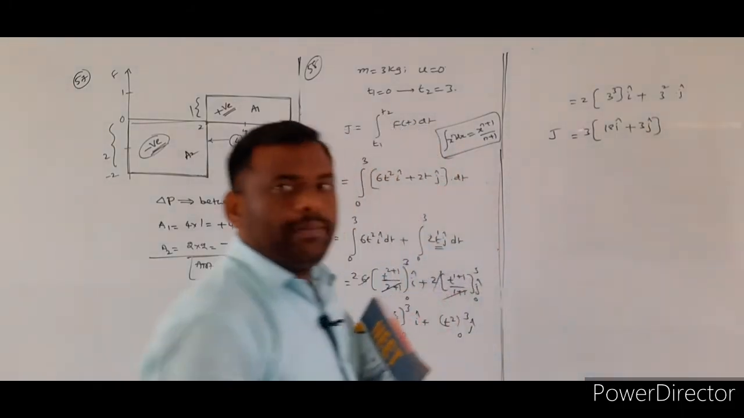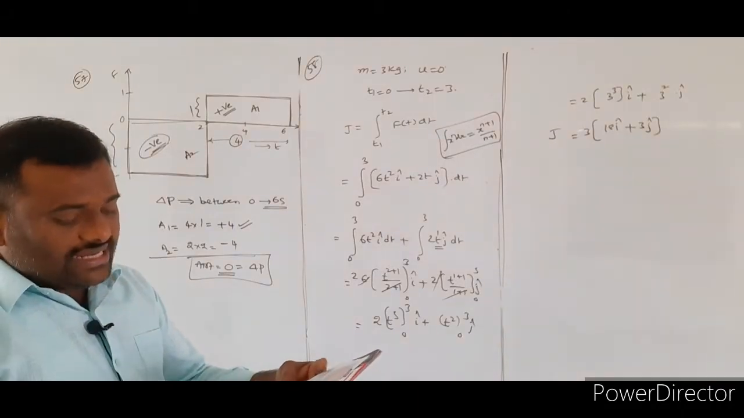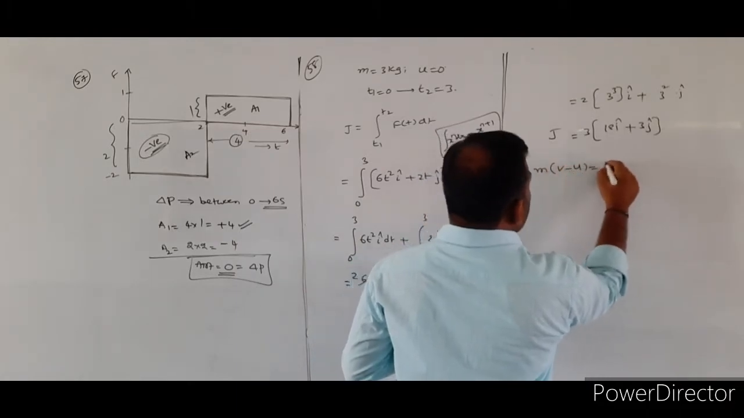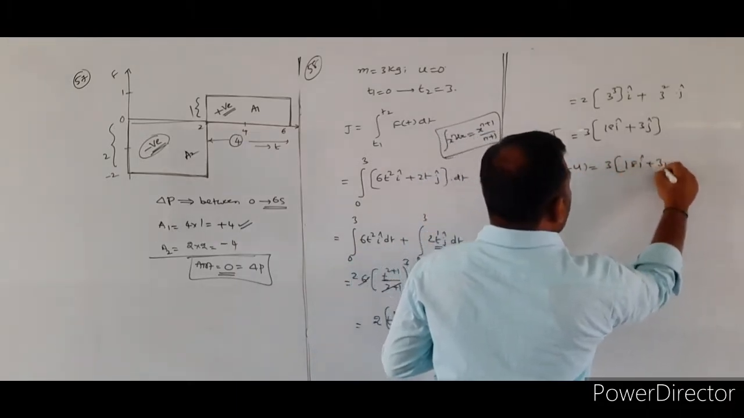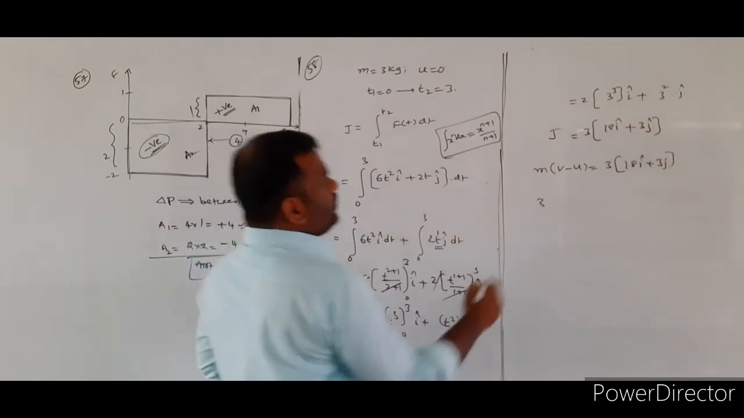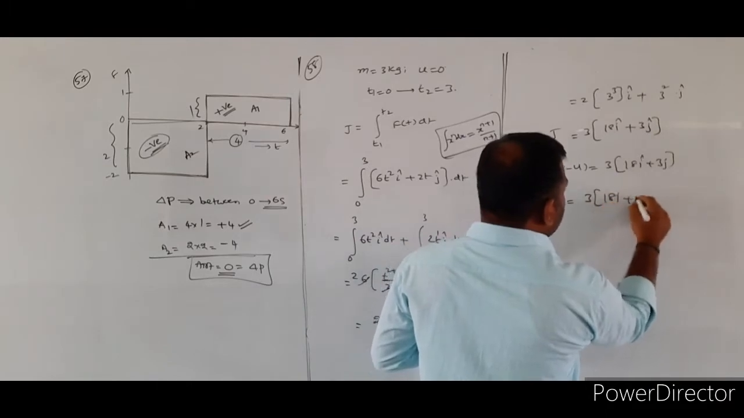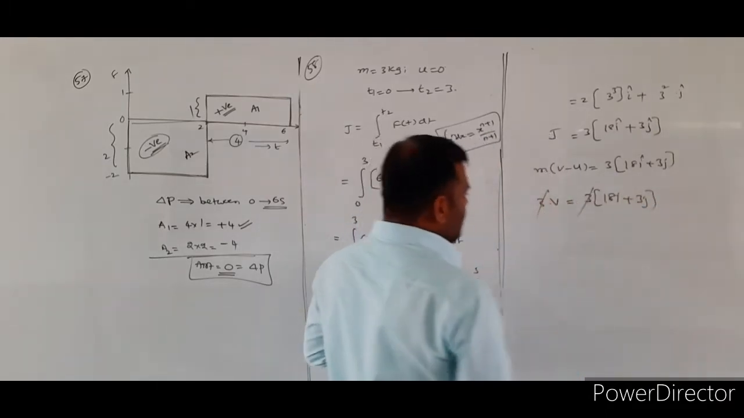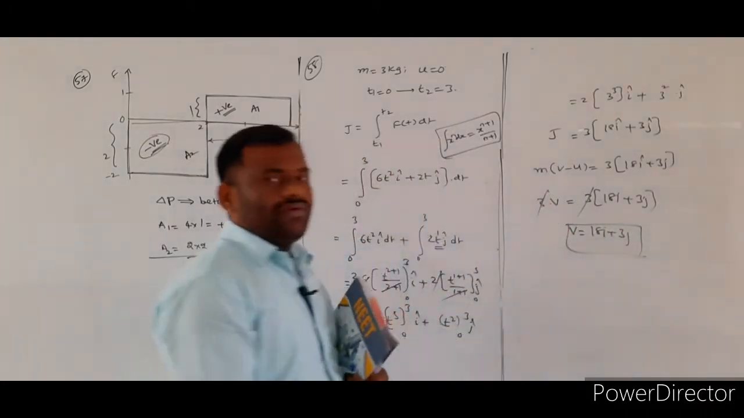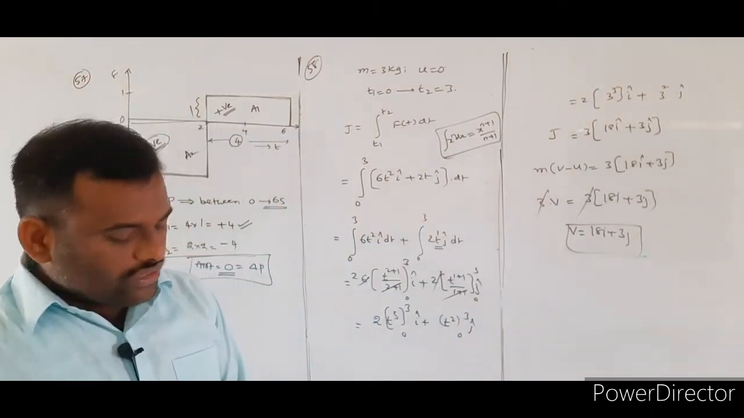This value is the impulse. But what they are asking is to find the velocity of the object. Impulse is equal to change in momentum, so 3 into (18 i cap + 3 j cap) equals m times change in velocity. The mass is 3 and the initial velocity is 0, so 3 into v = 3 into (18 i cap + 3 j cap). The 3 gets cancelled, so v = 18 i cap + 3 j cap. This is the final required answer. That is about numerical number 58.